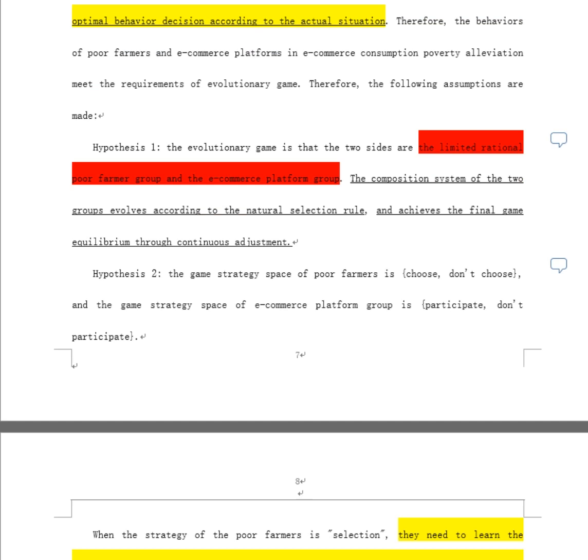Also, if we look at the second hypothesis, it says the game strategy space of poor farmers is this and this. The game strategy space of the e-commerce platform is participate and don't participate. In the previous comment, I asked you to elaborate the specific strategy, because I think the game model you are using is a standard game theory. But because this is an evolutionary game theory model, this is not a strategy. This is a kind of different group of people.